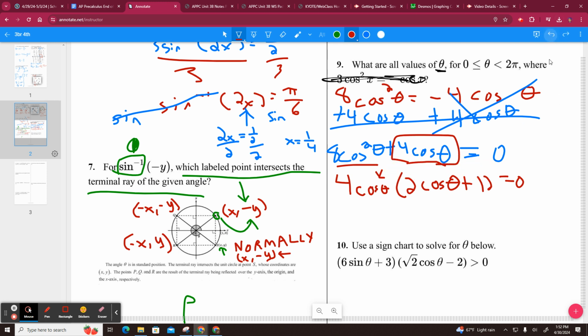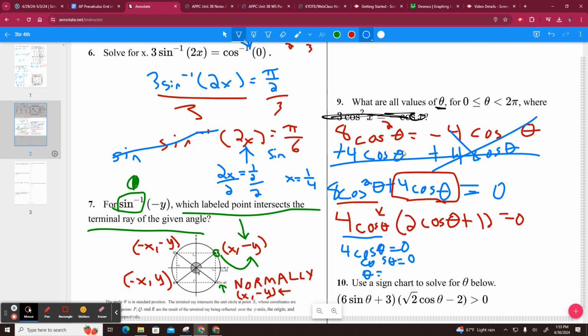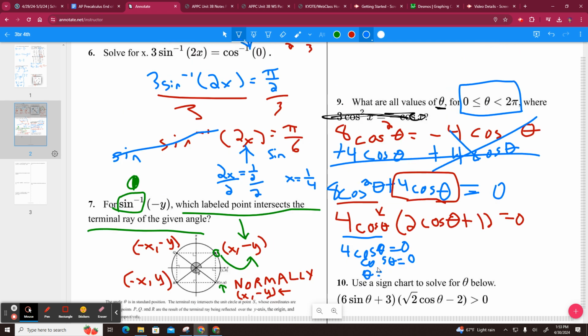And now I can set this one, 4 cosine theta, equal to 0 and solve, and this one, 2 cosine theta plus 1, equal to 0 and solve. So I get 4 cosine theta equals 0. And for room's sake, I'm not going to write it out completely. If I divide by 4 on both sides, I still just have cosine theta. 0 divided by 4 is 0. And then my theta values, and remember, I'm working between 0 and 2 pi. So my theta values are where cosine is 0, or my x-coordinate. So cosine is x. My x-coordinate is 0 on the unit circle.